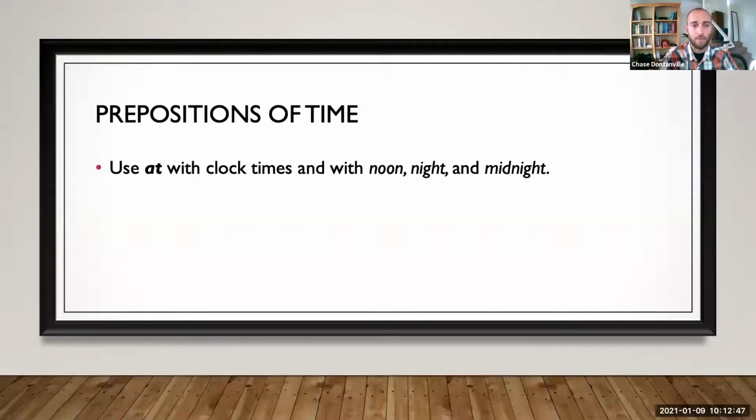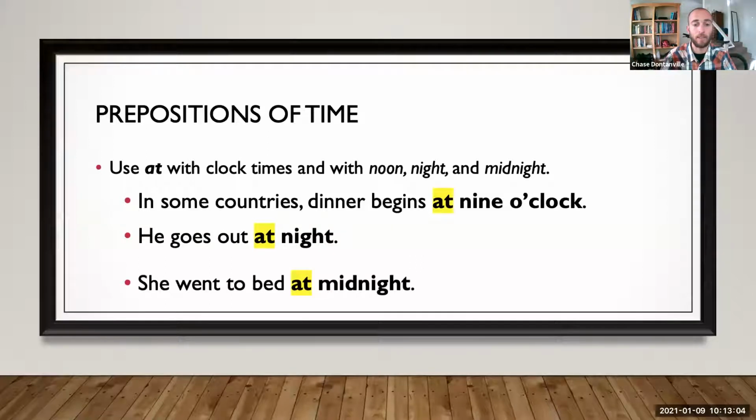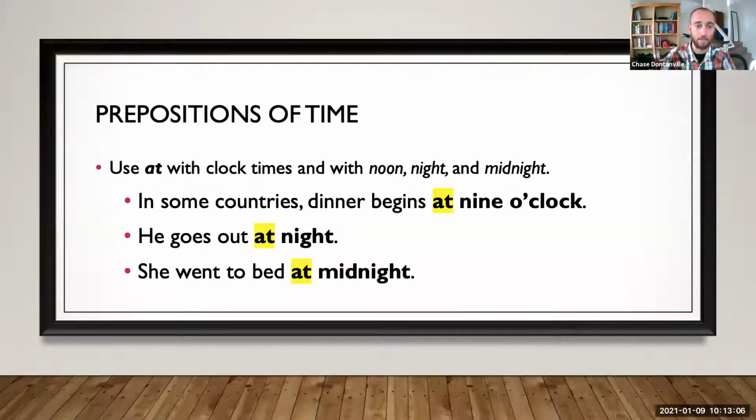Now, at. We use at with clock times and with noon, night, and midnight. For example, in some countries, dinner begins at 9 o'clock. He goes out at night. She went to bed at midnight. Okay, so remember, use at with time and with the words noon, night, and midnight.